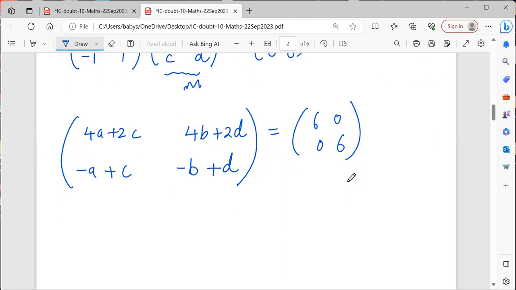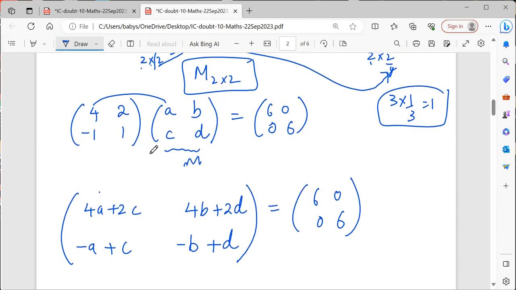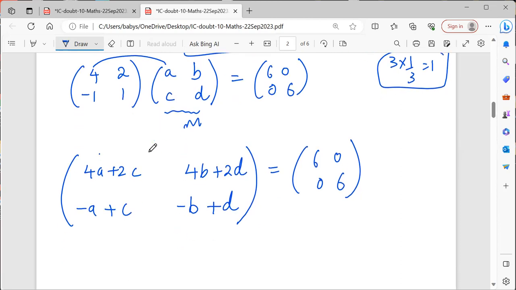Okay, you need to be careful. Now equate the corresponding elements. I hope this part is clear to you. 4 into 2, 4A plus 2C, 4B plus 2D, minus A plus 1C or C, and minus B plus 1D or minus B plus D. I'm just dropping the coefficient 1.